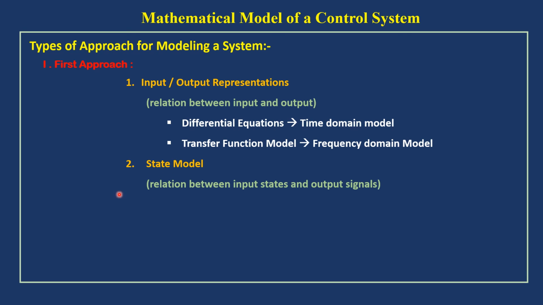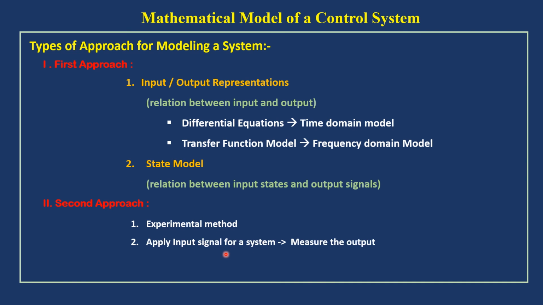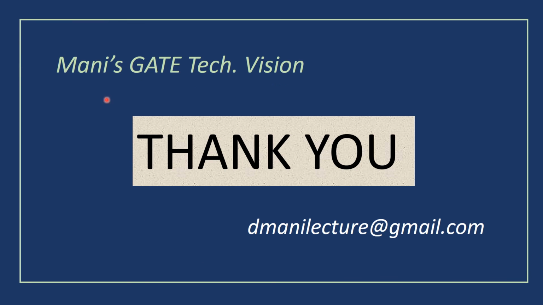The second approach for the mathematical model is the experimental approach. Apply the input signal to a system to measure the output, and then the output will be compared with the experimental data. So these are the two approaches for the mathematical model of a control system. This is the basics of control systems.